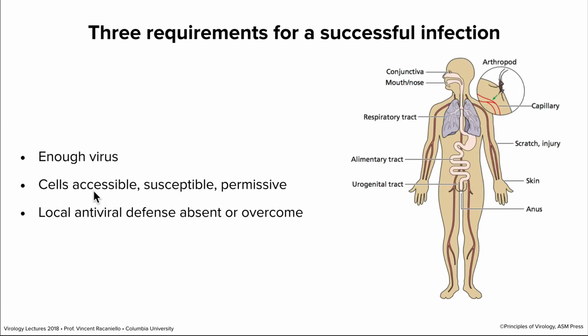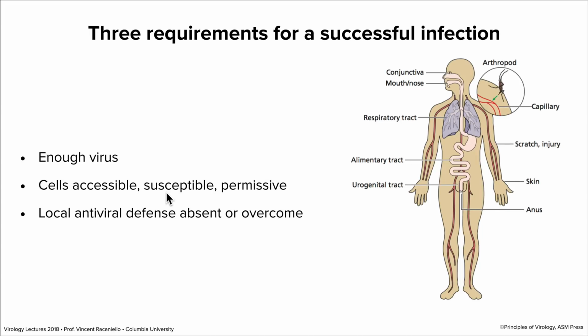The virus has to encounter cells that are accessible. That means the virus has to be able to reach them. And of course, they have to be susceptible and permissive. These are 2 terms you know. Susceptible means the cells have receptors, and permissive, of course, means the interior of the cell can support virus replication. And finally, the virus has to encounter little resistance from the host. Antiviral defenses either are absent or overcome. We'll see throughout the rest of this course that often the virus encodes gene products that can overcome immune defenses from the beginning through the end of an infection.